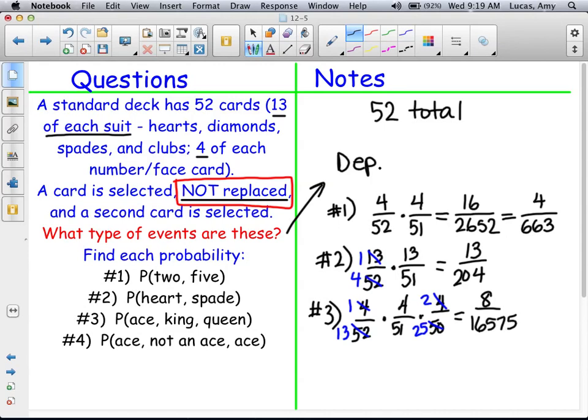Look at that. That's 3 cards, just getting an ace, then a king, and then a queen. Not very likely to happen. All right, number 4. Probability of getting an ace. 4 out of 52 are aces.